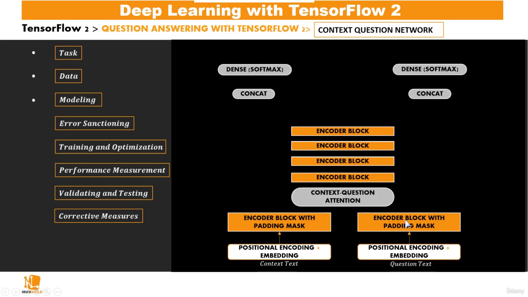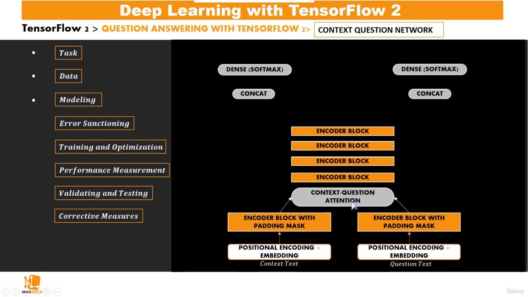So basically we have that same encoder block with pattern mask, because here we may have several patterns, and with the questions too we may have several patterns. So that's why we include this pattern mask. Then after going through this encoder block made of several encoder layers, as we've seen in the transformer model, we get into this context question attention layer. In this layer, we're coming up with a way of linking or relating the context text with the question text.